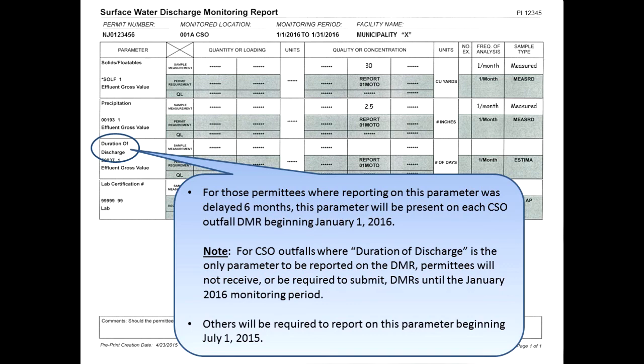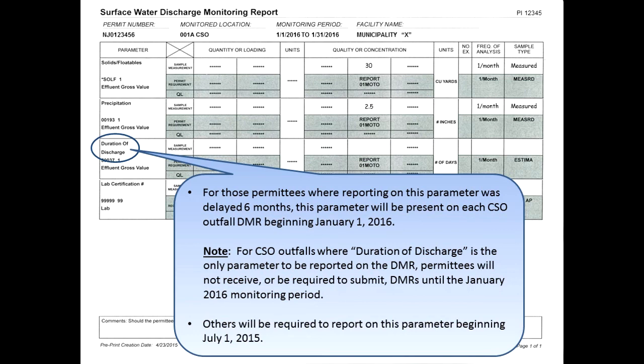This is due to the 6-month delay on reporting for this parameter that was provided in their final permits. In addition, because of the delay in reporting, prior to January 2016 monitoring period, these permittees will not be receiving or be required to submit DMRs for those CSO outfalls where duration of discharge would be the only parameter to be reported on the form. In other words, all outfalls but the first outfall.